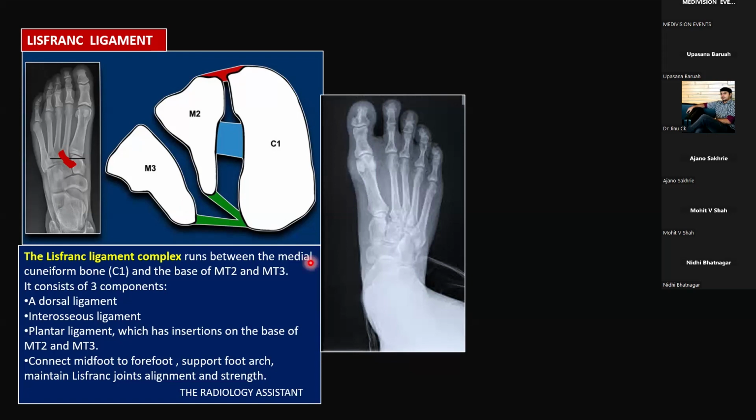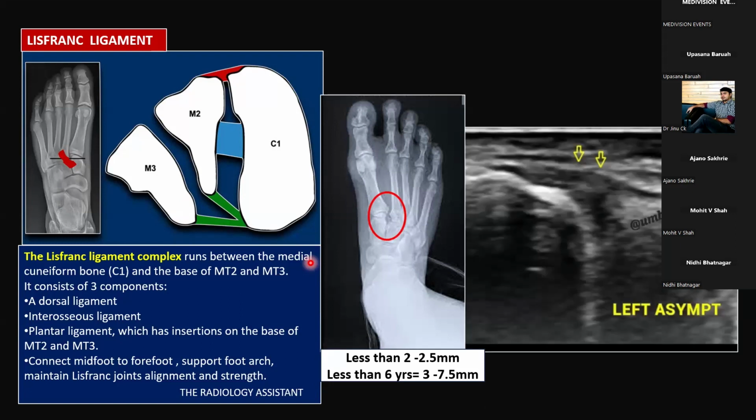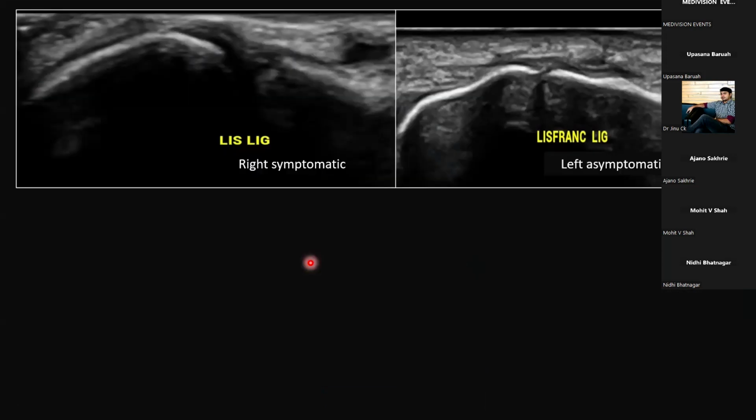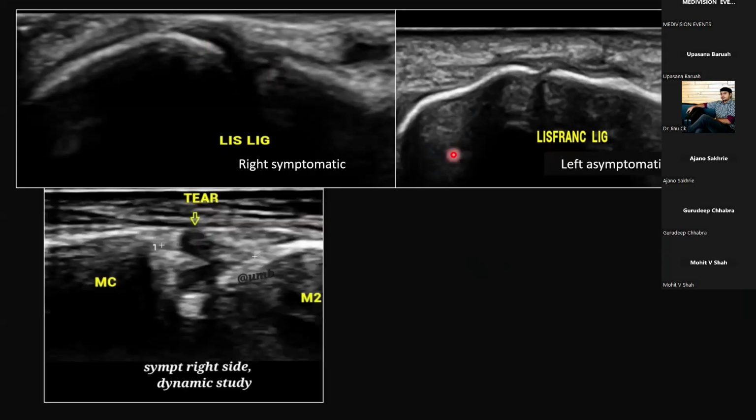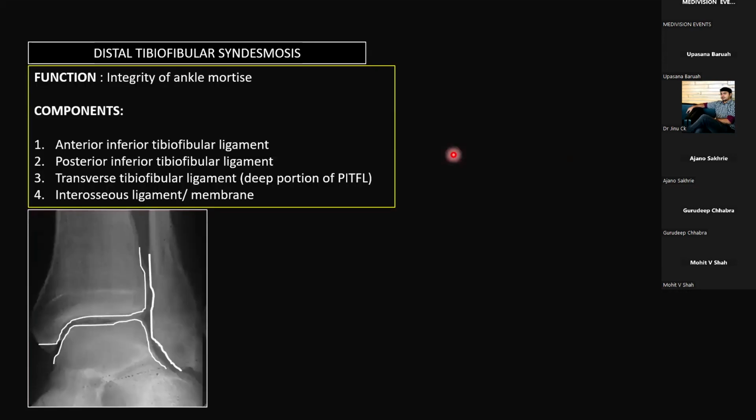So in X-ray, we can measure the cuneiform metatarsal distance or intermetatarsal distance that should be less than 2 or 2.5 millimeter. So ligament, and we can see how it's effaced. It's a grade 1 injury to the Lisfranc ligament in comparison to the asymptomatic side. Another case showing complete disruption of the ligament, and there is widening of the space.